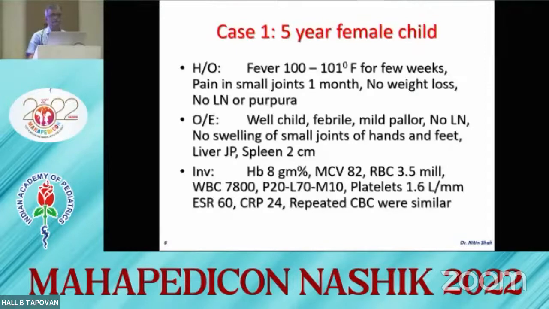So the first case is a female child. She's got fever, which is quite moderate, 100 to 101 Fahrenheit for a few weeks. So by definition, she's definitely like a PUO. She's got pain in the small joints for 1 month. There was no weight loss. There was no lymph node or purpura. So basically what looks like a PUO with joint swelling.